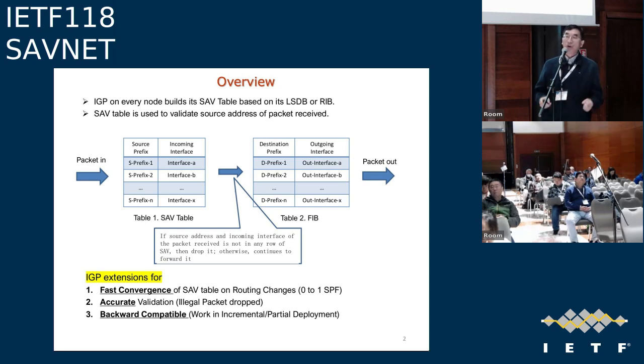So here we propose extensions to satisfy the requirements from the problem statement. Those requirements include fast convergence of the SAV table on dynamic route changes, accurate validation, and backward compatibility. We will focus on fast convergence. So our proposal, I think, is very fast. In the general case, no extra shortest path first algorithm will be used. In the worst case, only one shortest path first algorithm will run for this SAV table. So let's look at the details.